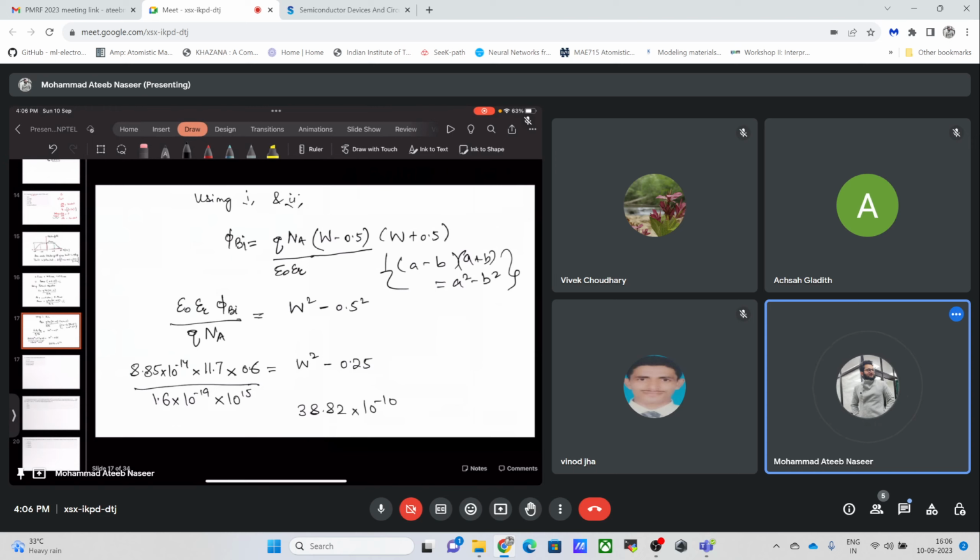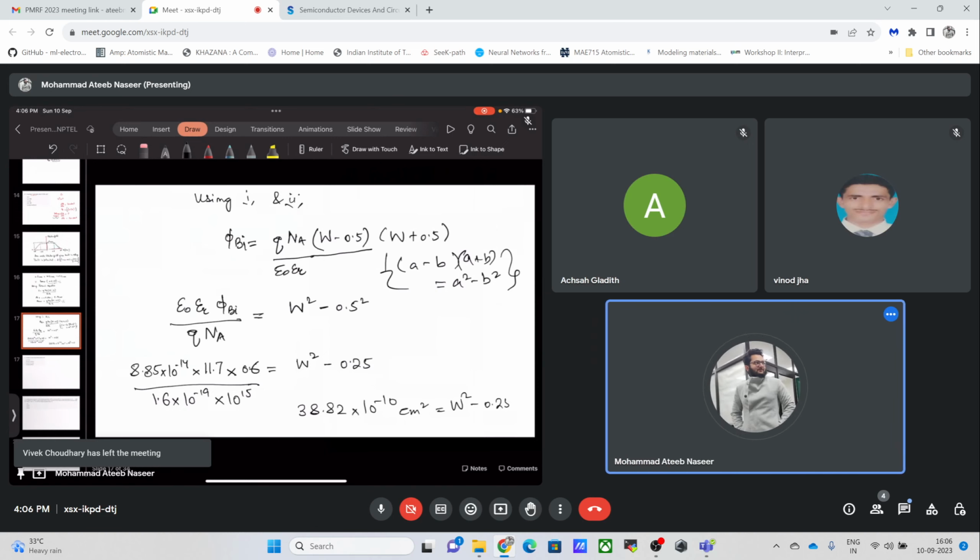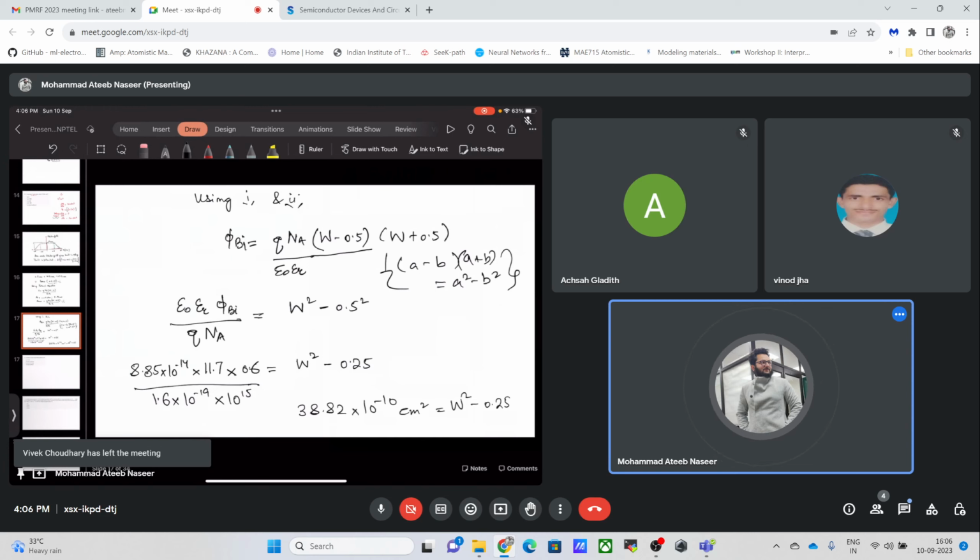In this, it came out to be in centimeter units, it is in centimeter square, while this 0.25 was in micrometer, so it is micrometer square. Okay, so this is W square minus 0.25 micrometer squares. So it means 0.25 into micrometer, which is 10 to the power minus 6, it is 10 to the power of minus 12 meter squares.